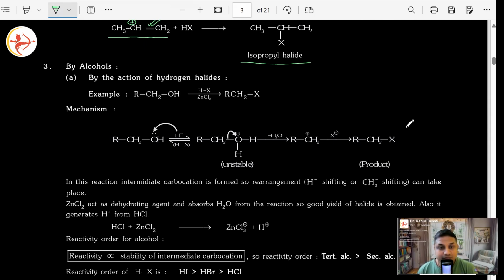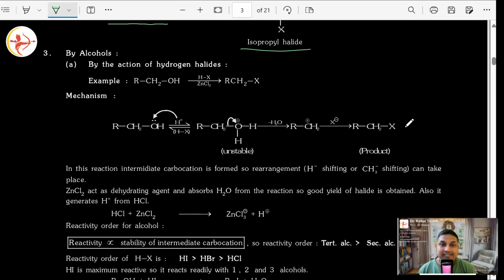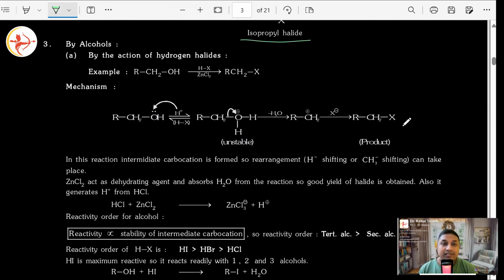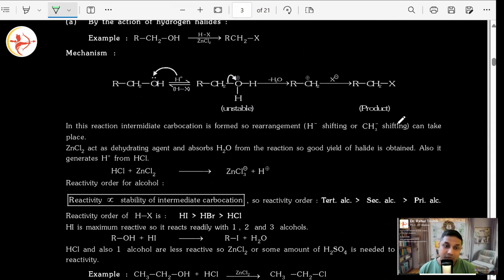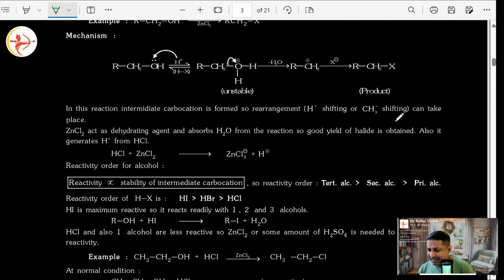Are we good? Yes. The whole reaction is clear. That's how we can get alkyl halides from alcohols. What does this zinc chloride do? Basically, it makes sure that there is no water present there. It is a dehydrating agent. It absorbs any water there. This water which you saw there was quite unstable, so it absorbs that. That is where zinc chloride plays a major role, so that the yield of the halide is highest.